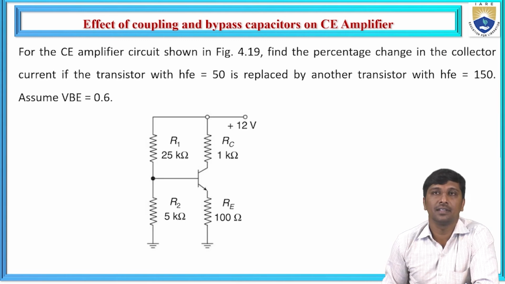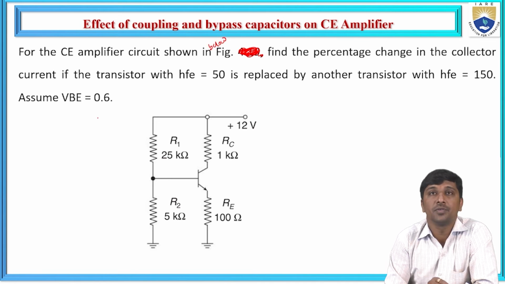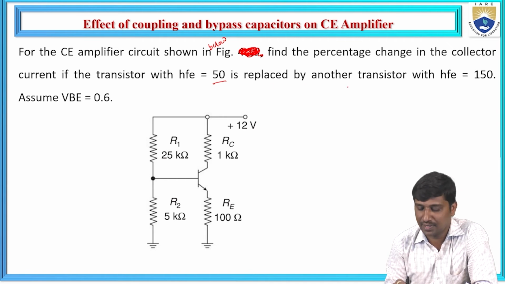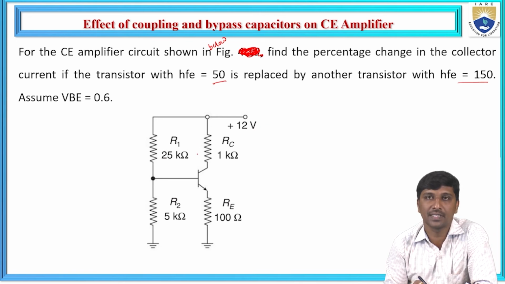So let's see a simple problem. Let us consider: for the CE amplifier shown in the figure below, find the percentage change of the collector current if the transistor with hfe of 50 is replaced with another transistor with hfe of 150. Assume the VBE value is 0.6. So these are the given specifications.